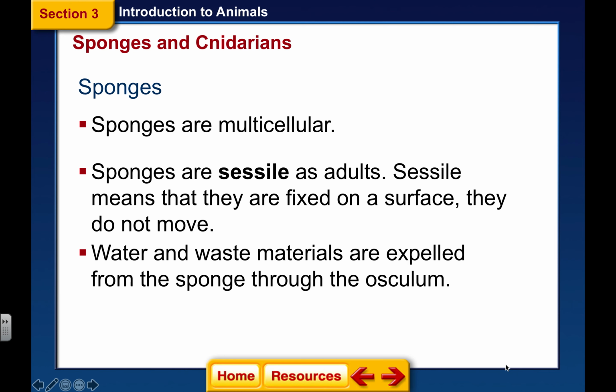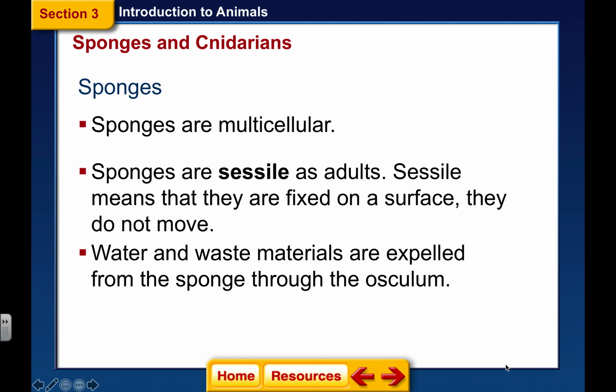Now, sponges are sessile as adults. This is the type of feature in which the sponge itself is fixed to a reef. They can be fixed to the bottom of the water, to the ocean floor, or to any sort of surface, but as adults, they're not capable of movement. Movement was an Animalia characteristic that we talked about, but with sponges, this applies to the adult. When they are larvae, they're capable of moving.